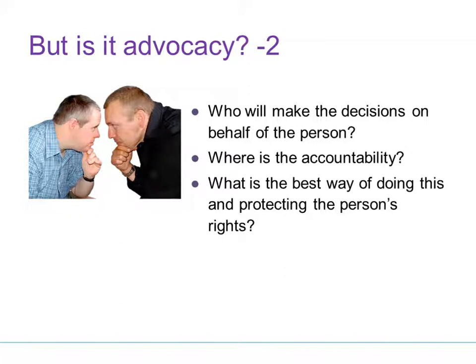And that then leads to these additional questions. Who will make the decisions on behalf of the person? Is it their family? Is it the staff working for the services that support them? Is it health or social care professionals? And where is the accountability in that? And really, what's the best way of doing this thing called non-instructed advocacy and protecting people's rights?